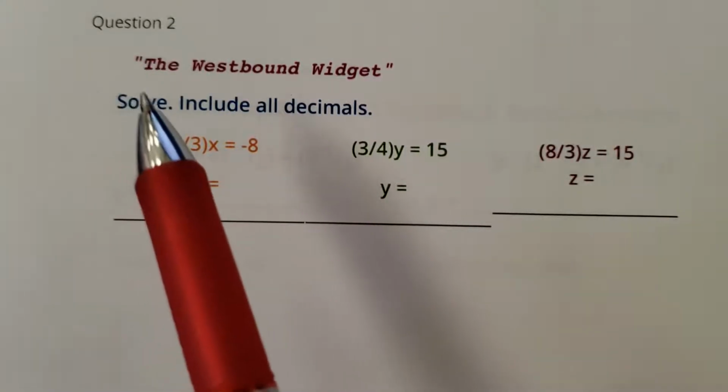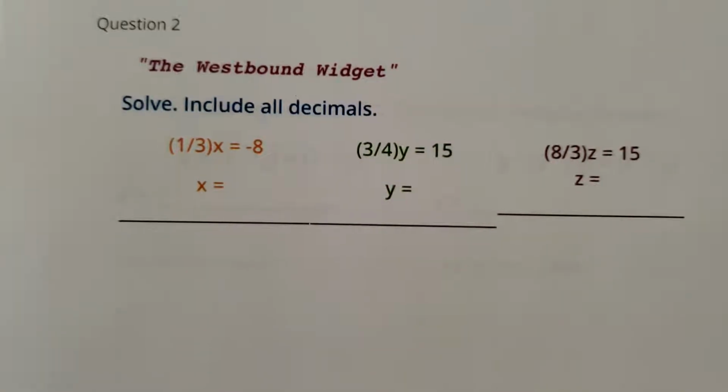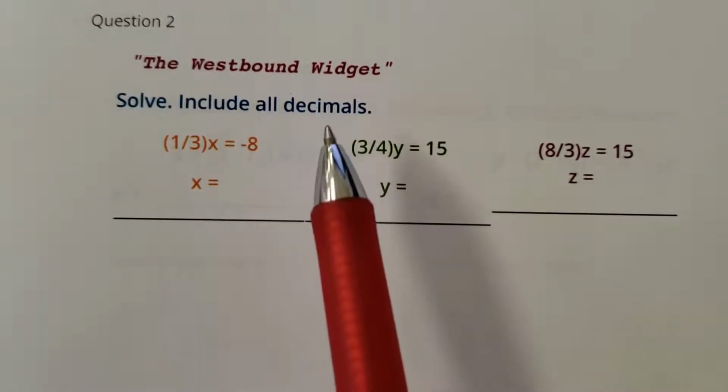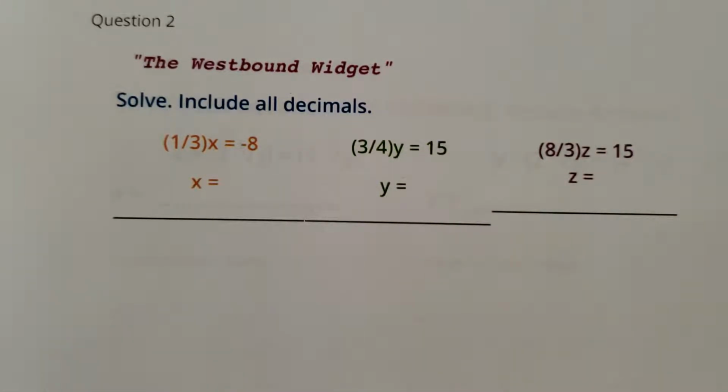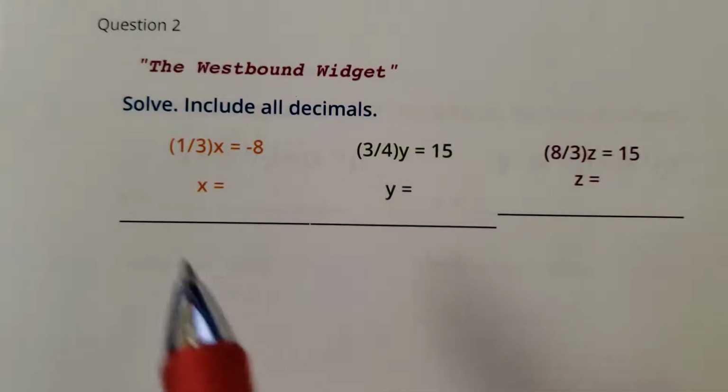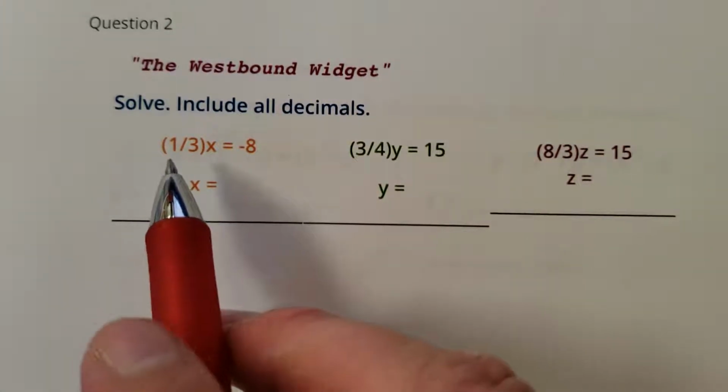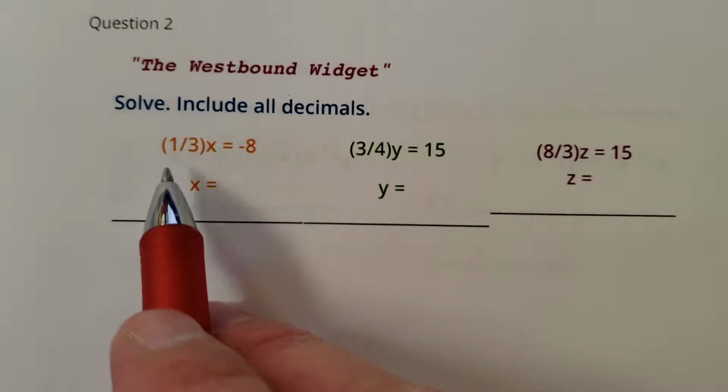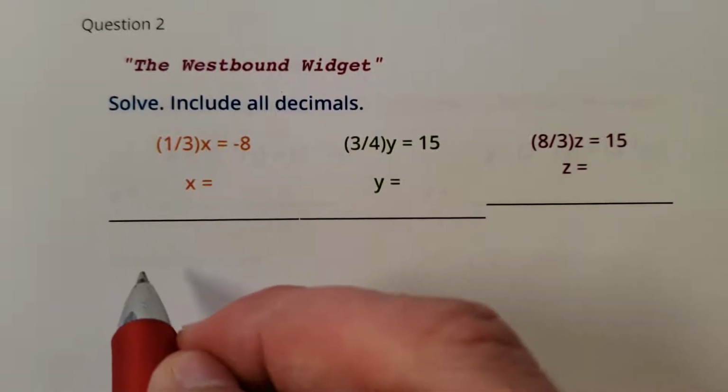We are taking down the Westbound Widget. We're going to solve. It says include all decimals. Hopefully I made them nice. That'd be really mean if they were not so nice. So basically I tried to type fractions into Schoology, but it's not always the most friendly. So I'm going to go ahead and rewrite these.